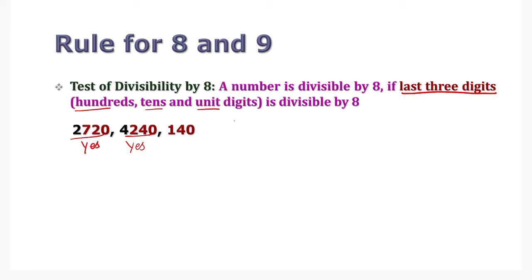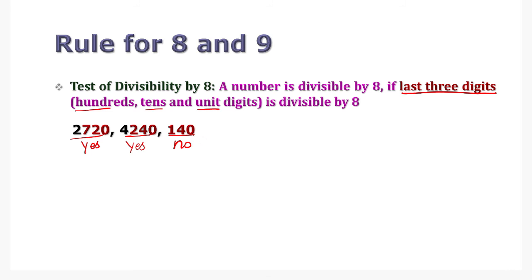Now let's take our third example, which is 140. Again, as there are just three numbers here, you have to take the whole number, which is 140. So 140 divided by 8. Friends, you could easily see here that you are not going to get the remainder as 0, and also you could easily say that 140 is not divisible by 8. So you could finally conclude that 140 is not divisible by 8.